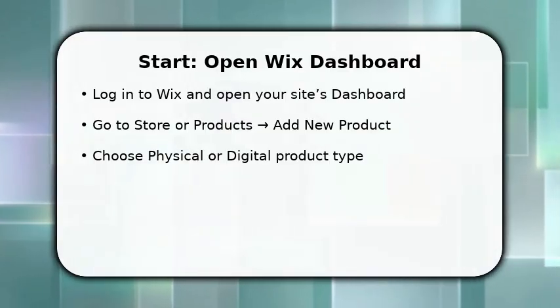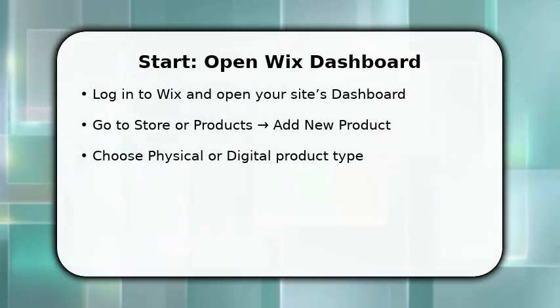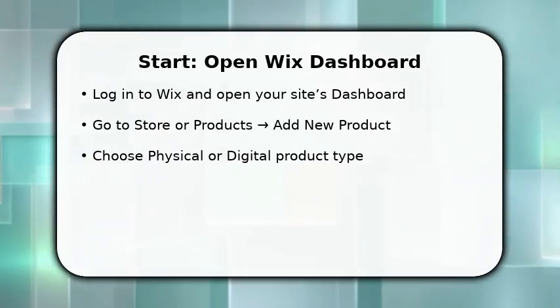You're logged in and ready. Open the site dashboard and click Products, then add New Product to start. Pick Physical or Digital. This defines inventory and shipping fields.